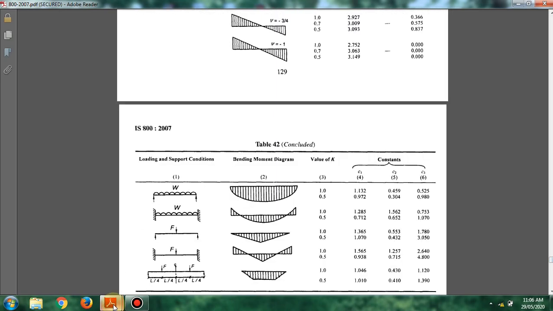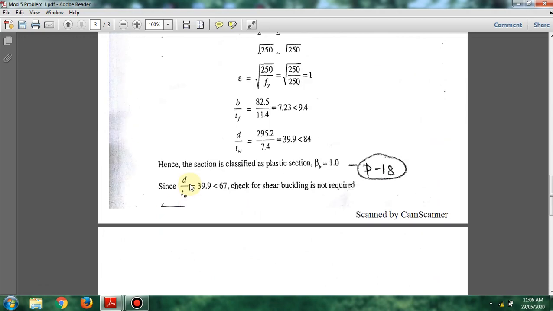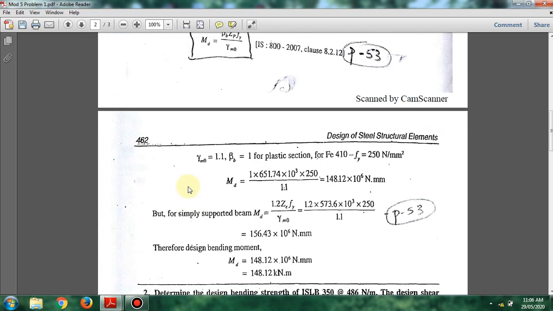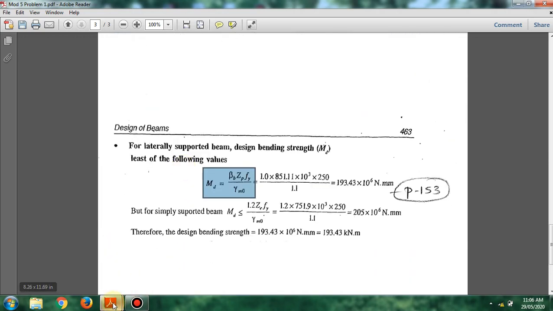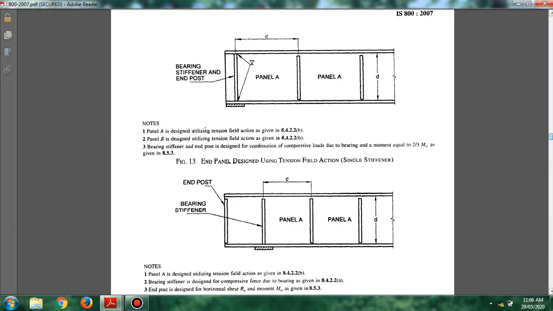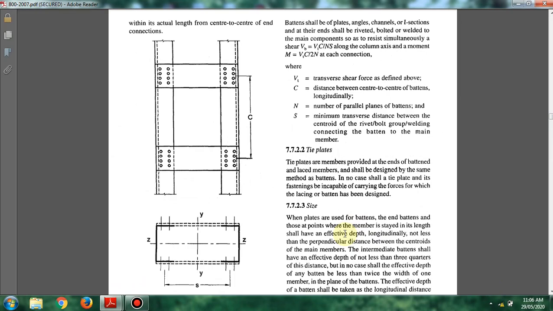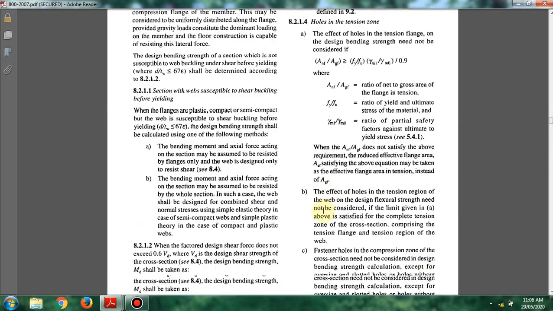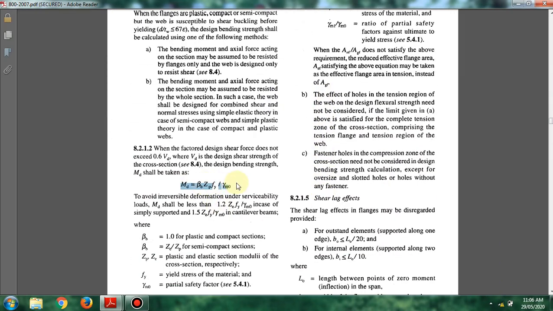So always you have to see the rolled section. So the B by TF ratio is less than 9.4 epsilon, and for the D by TW ratio you always have to refer to the neutral axis as mid depth. So with the neutral axis at mid depth, our D by TW value is less than 84 epsilon. B by TF ratio is less than 9.4, that is 7.23, and D by TW is less than 84, that is 39.9.